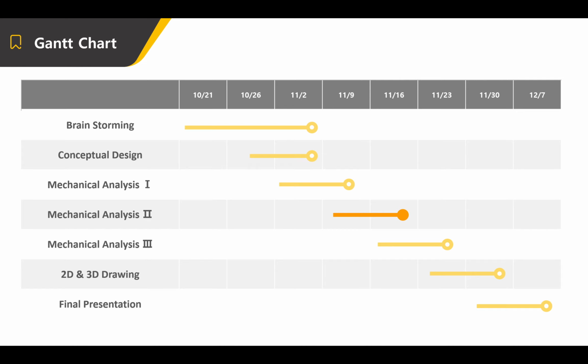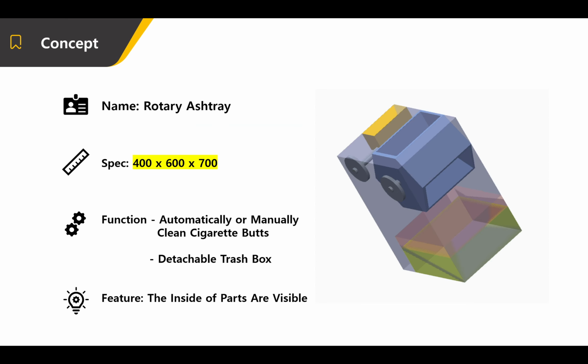This is our Gantt chart. This week we conducted a mechanical analysis too. This is the basic specification of our ashtray that we've explained before.